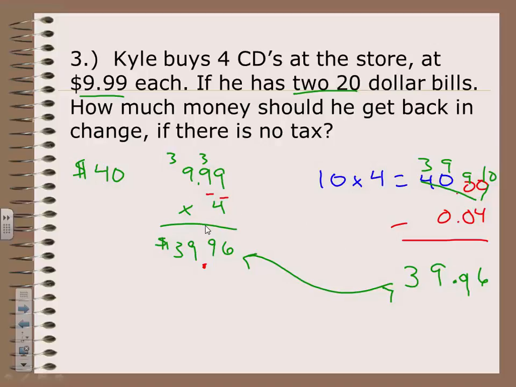Is this fine? Nothing wrong with this. But this took about 5 seconds. This took about 1 minute. So that's up to you. All right, let's answer the question here. How much money should he get back in change? Well, we kind of figured that out already, didn't we, over here? Interesting. If you did it this way, you would say $39.96, and we had 40 bucks in the first place. So $40 minus $39.96. I'm going to rewrite this so we don't get totally whacked out here.